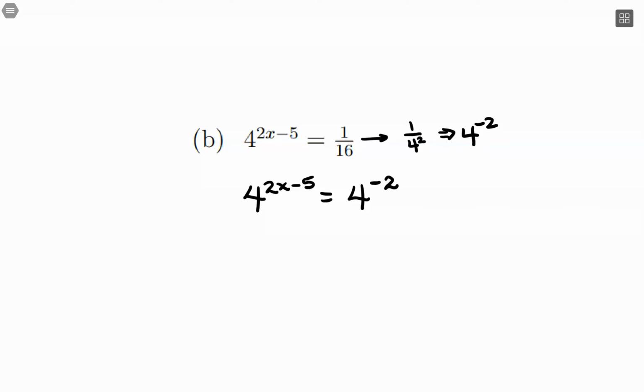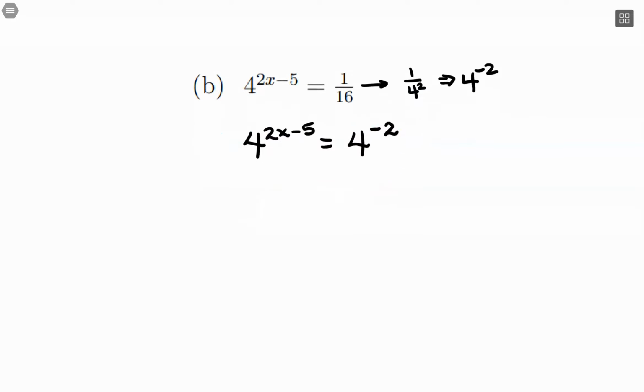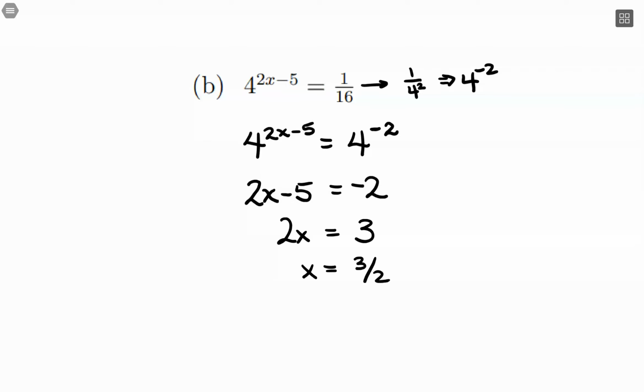Alright, so solving the equation, now that I have the same bases, I need the exponents to be equal to each other. So what I can do is change this equation so that it's just about the exponents. That whole exponent of 2x minus 5 has to equal that -2. And then we can solve. So I'd add 5 to both sides, divide by 2, and I see I get x equals 3/2.